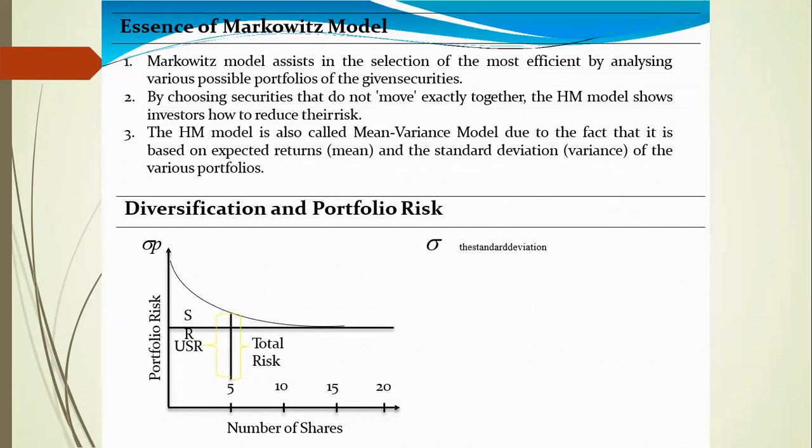If the market increases, then automatically every price increases. If anything happens and one price decreases, the other shares, other stocks, will give the return. So by choosing securities that do not move exactly together, the model shows investors how to reduce their risk. This model is also called the mean variance model because we calculate the mean and standard deviation in it. Looking at this graph, we know the relation between the number of stocks and portfolio risk: the more individual stocks included in the portfolio, the lesser the risk.